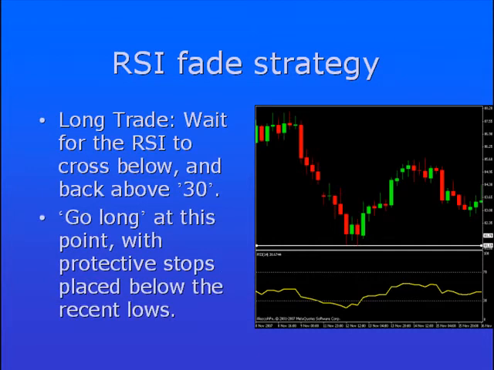In a typical RSI fade strategy to the long side, we should wait for the RSI line to cross below and back above the 30 oversold level. At this point we can go long with protective stops placed below the recent lows the market was able to achieve, while the RSI was in fact below 30.